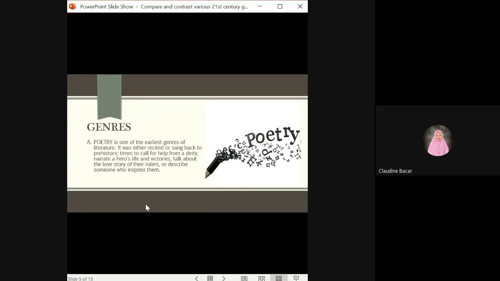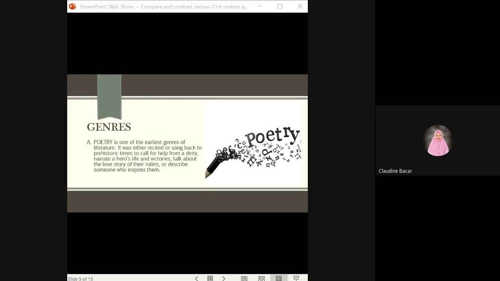So here, for example, under the genre is poetry. Poetry is one of the earliest genres of literature. It was either recited or sung back to prehistoric times to call for help from a deity, narrate a hero's life and victories, talk about the love story of their rulers, or describe someone who inspires them. Poetry is a style of writing that uses a formal organization and is often divided up into lines or stanzas, or it refers to something beautiful.